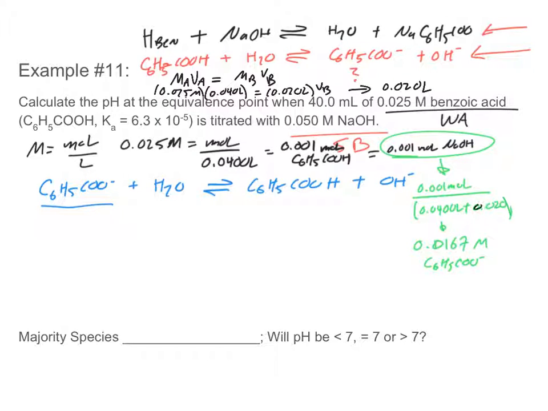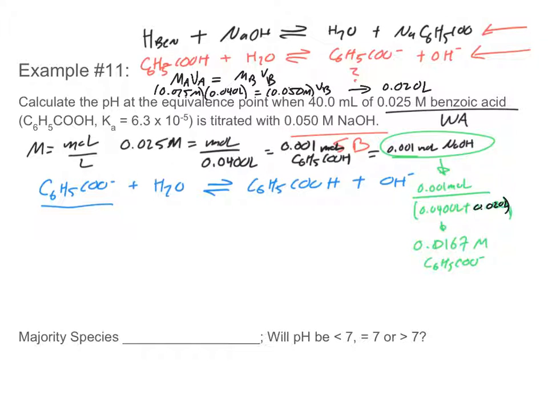Oh, you put 0.02 as the molarity for NaOH. Oh, that should be 0.05. Look at you, catching all my mistakes today. So that's where I got that from.